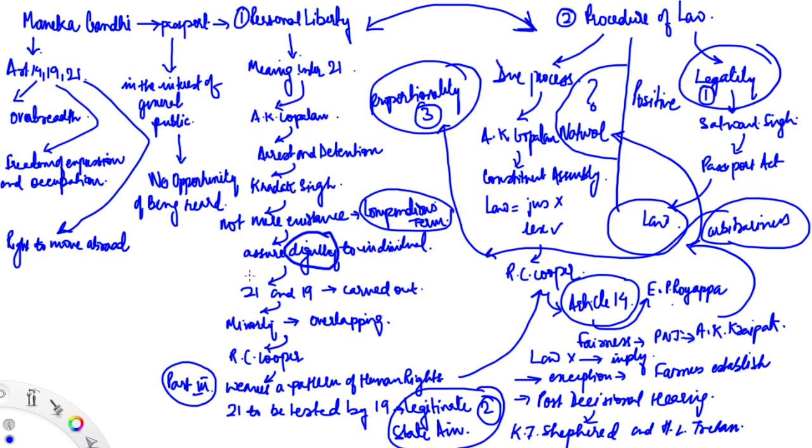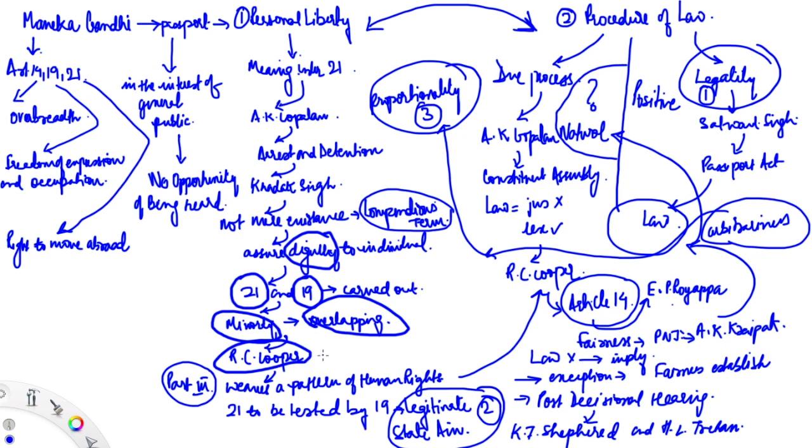The majority, however, said that Article 21 will contain all those rights which are then carved out and made available under 19. Therefore, again claiming that the rights of 19 are different from the rights of Article 21. However, the minority view of Khadak Singh laid down that 21 and 19 are not carved out from each other. They are overlapping, and this aspect was then very well explained in the R.C. Cooper case, which is the bank nationalization case, which we referred to in the last lecture also.